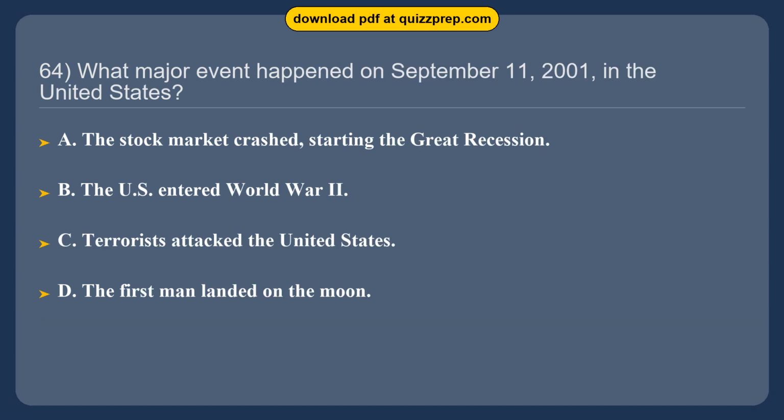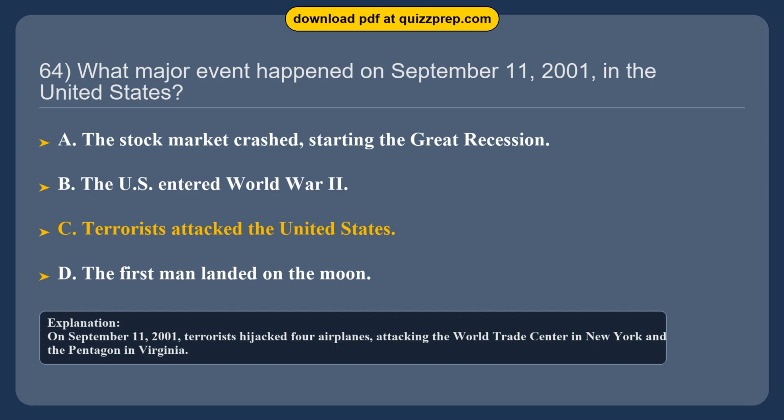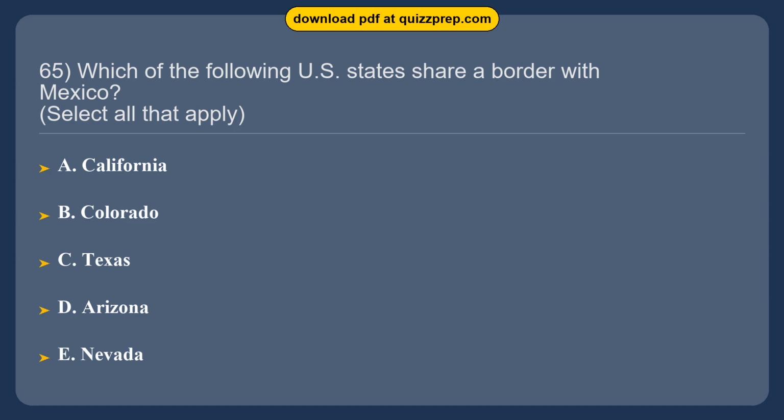Question 64. What major event happened on September 11, 2001, in the United States? Option A. The stock market crashed, starting the Great Recession. Option B. The U.S. entered World War II. Option C. Terrorists attacked the United States. Option D. The first man landed on the moon. The correct answer is option C. Terrorists attacked the United States. On September 11, 2001, terrorists hijacked 4 airplanes, attacking the World Trade Center in New York and the Pentagon in Virginia.